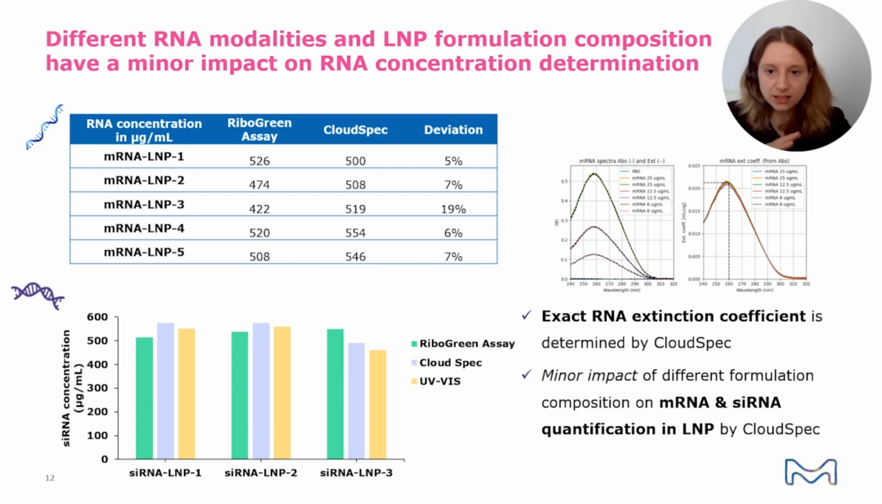We then compared the RNA content determined by ribogreen, UV-Vis, or by the CloudSpec instrument, and you can see in both cases that the deviation for the formulations between those assays is very low. So in both cases, for mRNA-loaded and siRNA-loaded LNPs, we could successfully quantify the RNA content using the CloudSpec technology. This was very encouraging data for us, and it really demonstrated that the CloudSpec instrument is suitable for a variety of different LNP formulations and is a reliable method to quantify RNA content within LNPs.